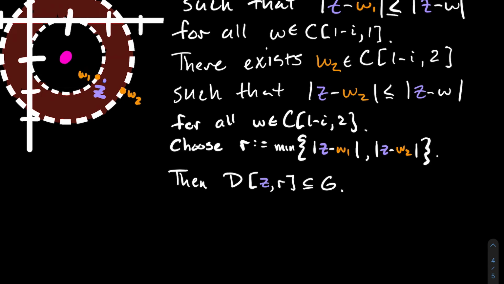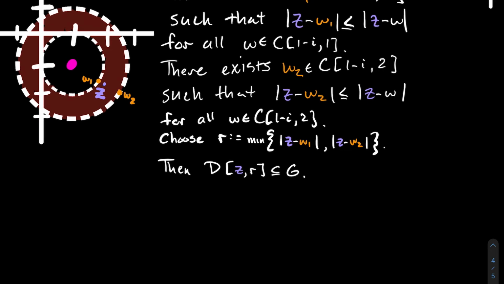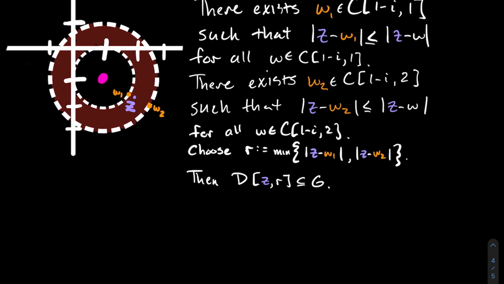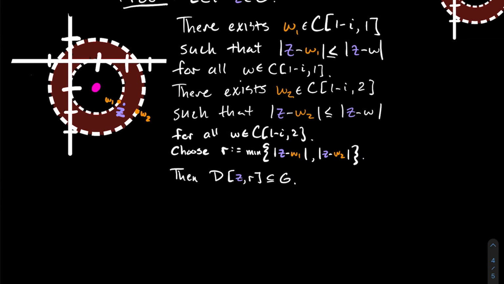Because then if you think about it, if you drew a little disk of whatever the smaller of those two distances is around Z, you're going to fit exactly inside of that red, or only inside the red. And so in other words, that disk of that radius R should be contained in G. And so we just showed that any point Z is the center of some disk that stays inside of our set, so of course G is open.